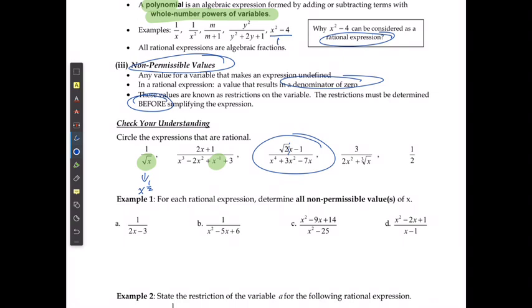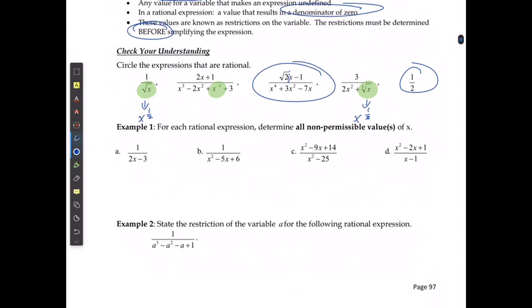When I get to the fourth example, I can see right here, cube root of x would be the same as x to the 1 over 3, which is not a whole number. And for the last one, I have 1 over 2, which is a polynomial, so that one works.